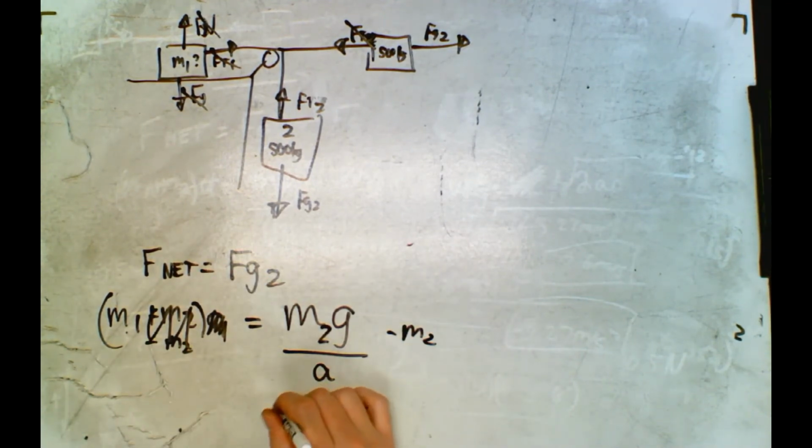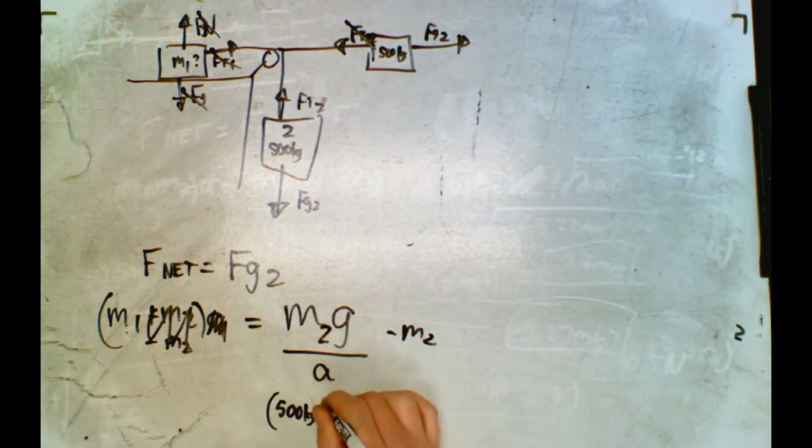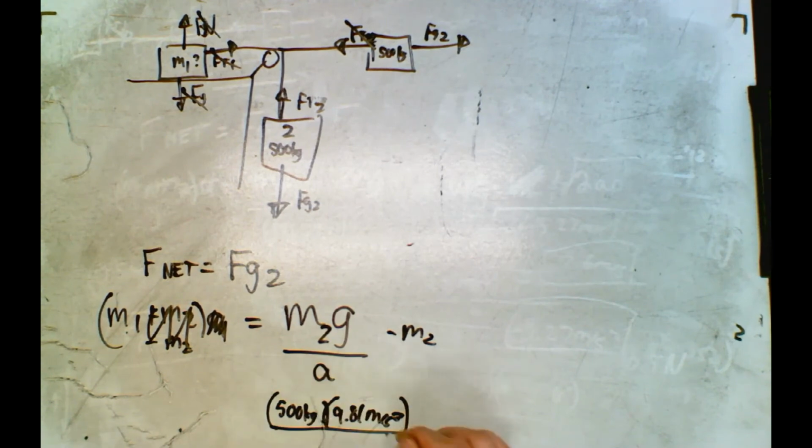So mass 2 is 500 kilograms times 9.81 meters per second squared. The acceleration is 8.6 meters per second squared, which is a big acceleration, and we subtract 500 kilograms, and we can get our answer.